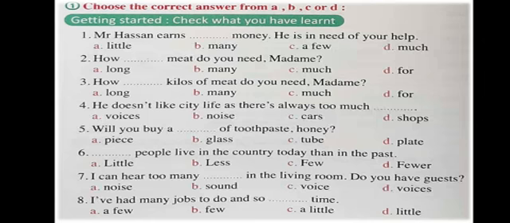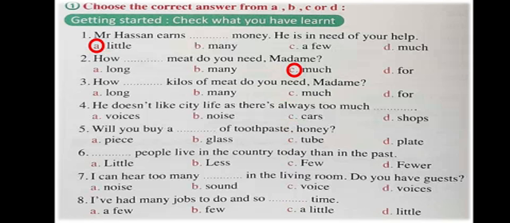Little, many, few, much. Of course, many and few are out because money is an uncountable noun. So we have here little and much. Of course, he is in need of your help, so the answer is little. 2. How much meat do you need, madam? Long, many, much, 4. Meat is an uncountable noun, so we are going to use much.